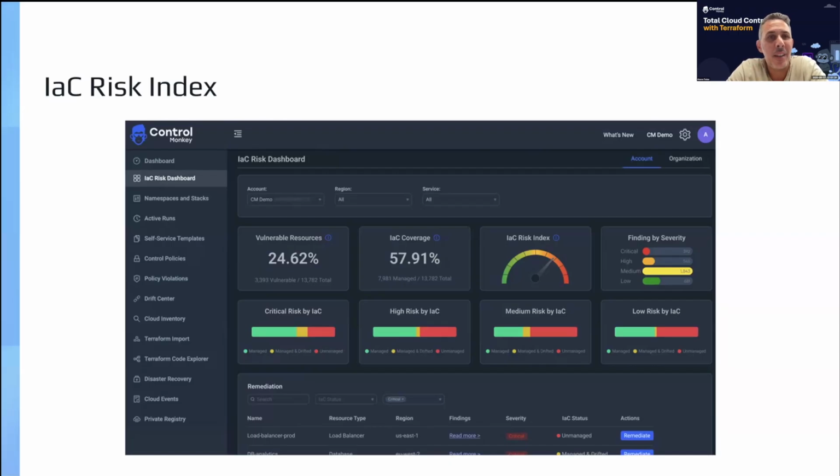So again, my call to action for you would be to try out our IaC risk index to see where you are right now, as a mutual metric for your team and the security team and even your CISO, to understand whether you're in a good shape or a bad shape. You get the risk index in less than 72 hours once you connect to the ControlMonkey platform.